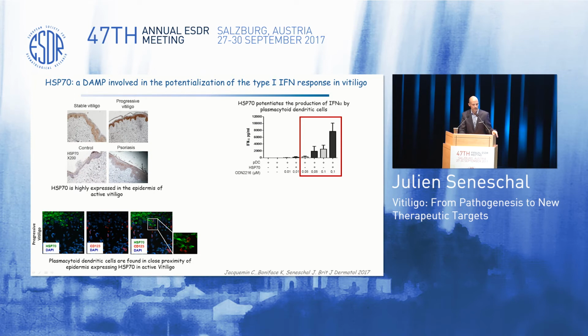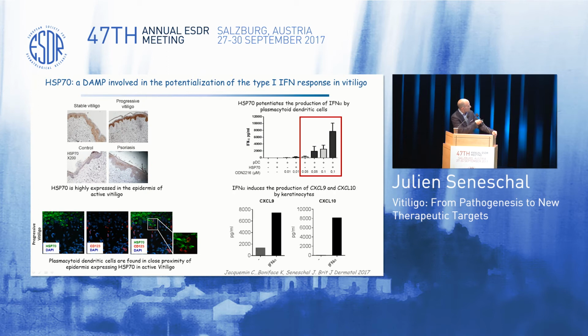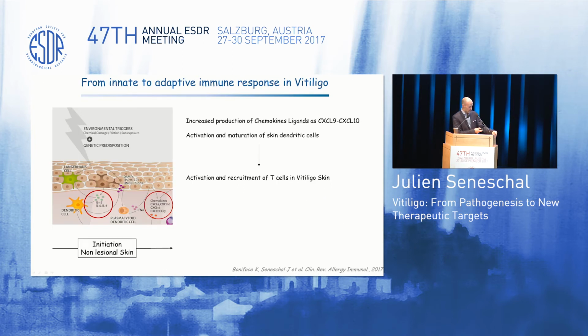So now, what is the initial step of vitiligo? In patients with a genetic predisposition, environmental triggers can impact both melanocytes and keratinocytes to induce the production of danger signals and chemokine ligands that induce the activation of plasmacytoid dendritic cells to produce other pro-inflammatory cytokines, and induce the secretion by keratinocytes of chemokine ligands, important for the activation and recruitment of other T cells.